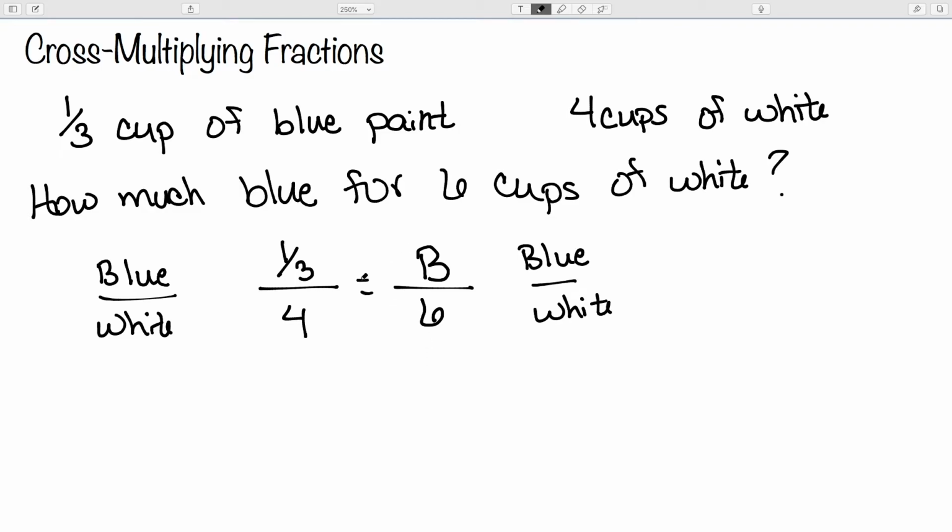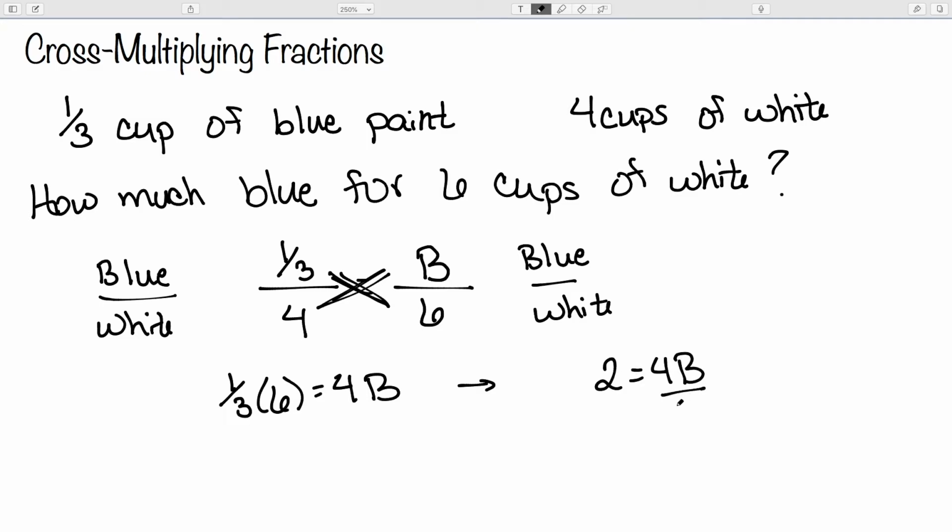We would then cross-multiply. Multiply this way to get 1/3 times 6. Multiply this way to get 4 times B. Well, 1/3 times 6 is 2. And I can divide both sides by 4. And when I do, I get that B is equal to 1/2. So we would need 1/2 of a cup of blue paint.